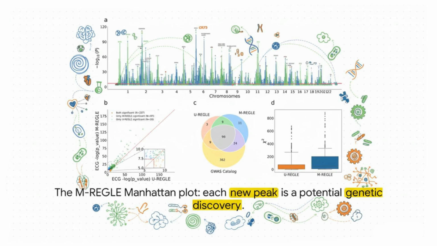And wow, just look at the result. This is a Manhattan plot, and it basically shows us all the genetic discoveries MREGLE made when it looked at 12 different heart readings, ECG leads, all at once. Every single one of those giant peaks shooting up past that red line, that's a potential new genetic discovery for heart health. By putting all the data together, it's finding stuff that was just impossible to see before.